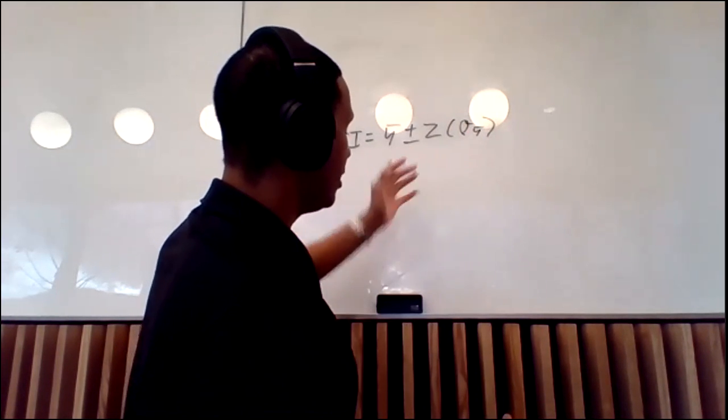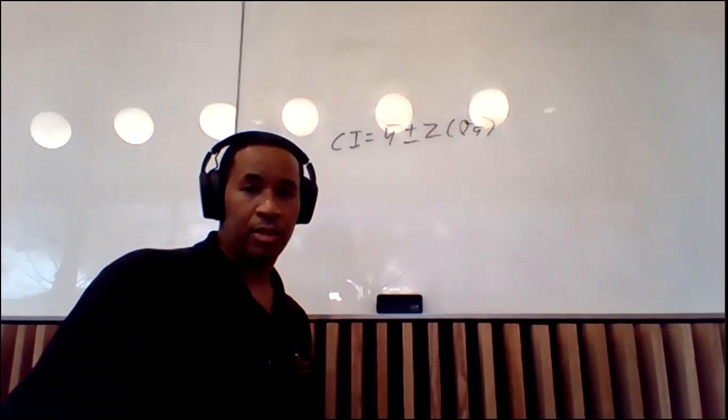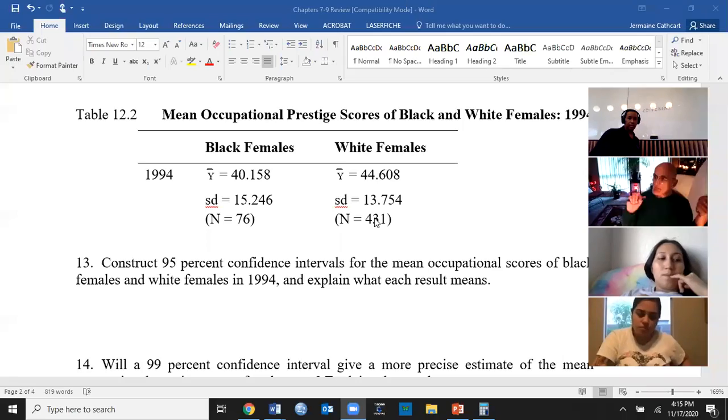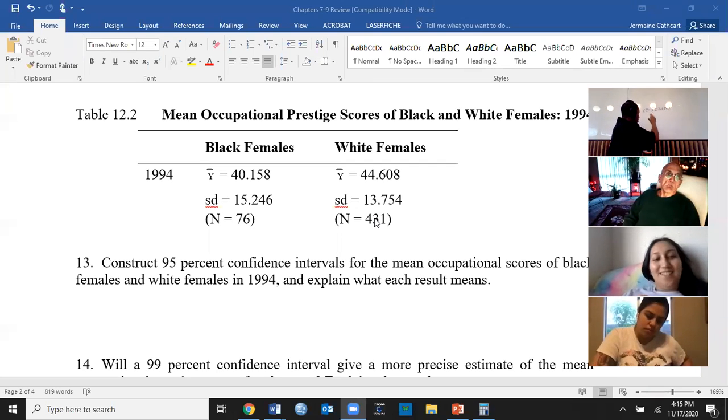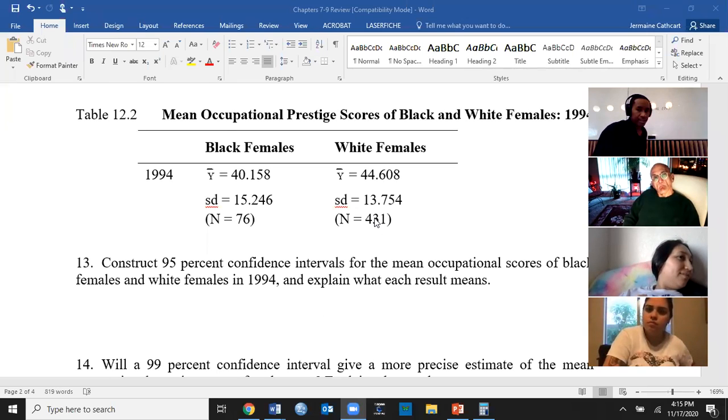Now, most of the stuff we have up here already. So if you look at it for black females, I think that the mean was 40.158. So we can just put 40.158 here. Plus and minus. Now, what is the Z value for a 95% confidence level?